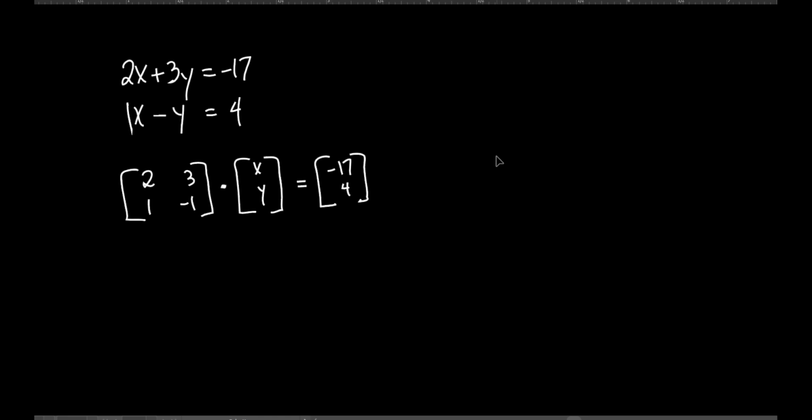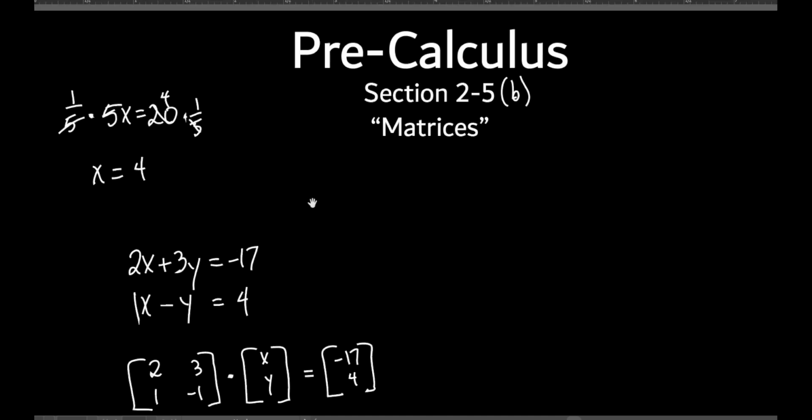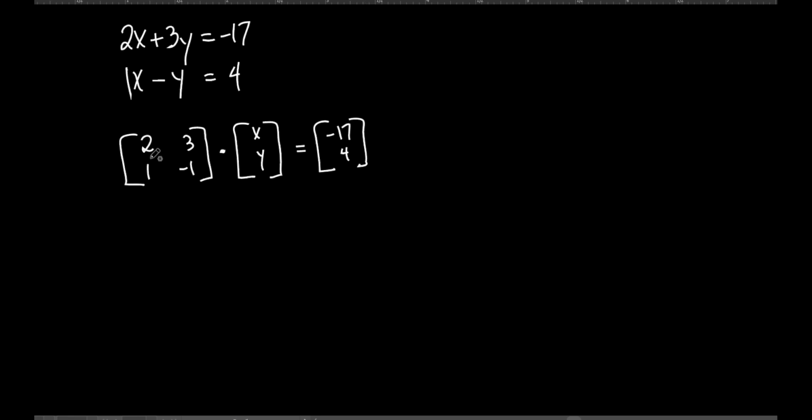So remember what we did with the 5x equals 20? Instead of dividing, we're not going to divide by this matrix, 2, 3, 1, -1. What are we going to do? We're going to multiply it by the inverse. So what happened when I multiplied this number by its inverse? They canceled out, right? Would you agree? Yeah, that's why we did it, right? So guess what's going to happen here? If I multiply this by its inverse, it's going to cancel out.